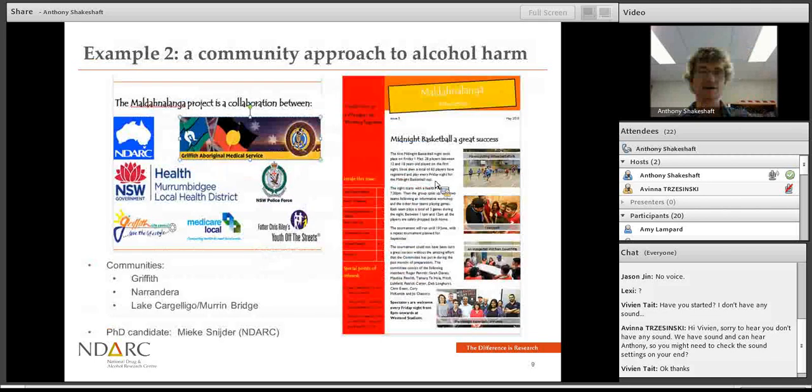Okay, the second one is a whole of community approach to reducing alcohol harm. So this was working with those 4 communities, but specifically just with the Aboriginal communities within those communities. So Griffith, Narrandera, Lake Cargelligo, Murrumbidgee. So these are all southwest New South Wales. It was funded by New South Wales Health.